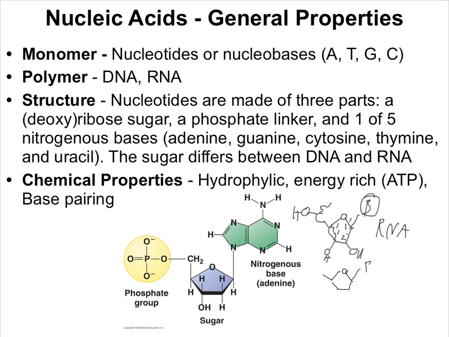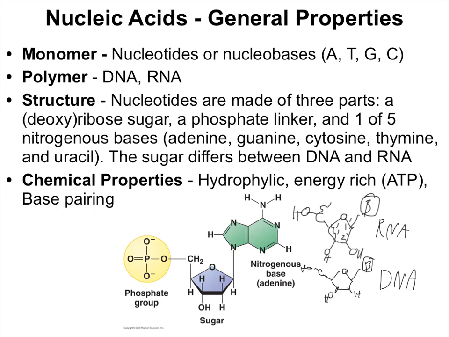So we still have the base coming off here. We still have a carbon here with an OH coming off of it, or a phosphate coming off of it in the case of a base. We still have an OH coming off here. But here, instead of an OH coming off, we just have an H. We're missing that oxygen. That's what makes it deoxy. This is a deoxynucleotide, something that you will make DNA out of.